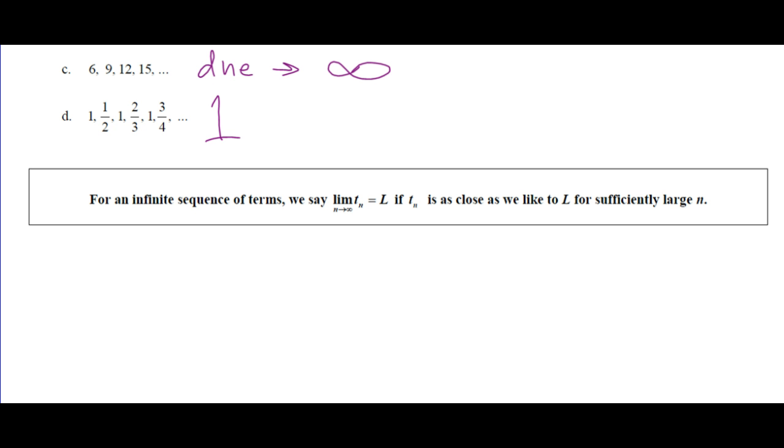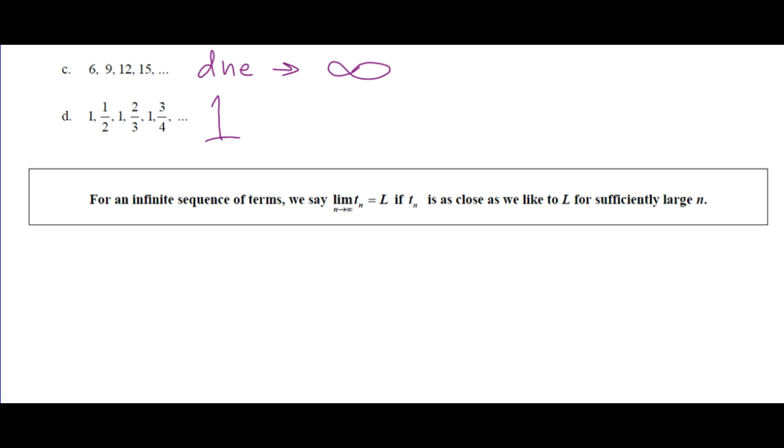All right, so for an infinite sequence of terms, we say that the limit as n approaches infinity of t sub n, right? So the limit of the sequence is equal to L if t sub n is as close as we like to L for a sufficiently large value of n. Okay. So in this case, you're going to end up with like 999 over 1,000. Is that close enough for you? No. Okay, how about 999,909 over a million? No. How about, and so on, right?